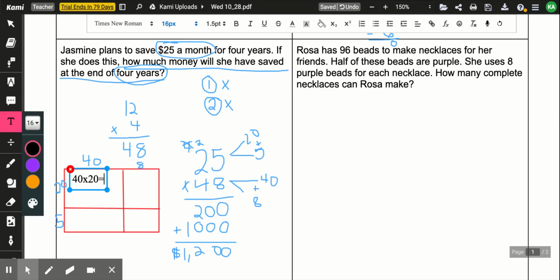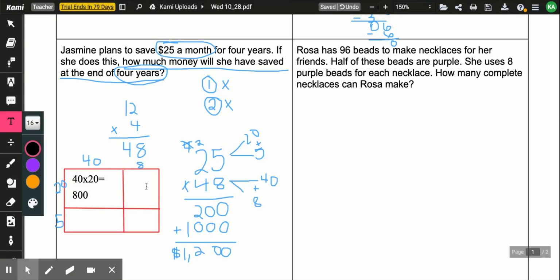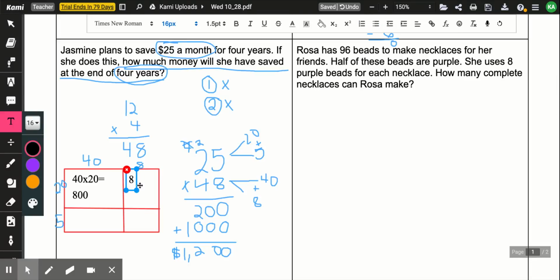I know that those numbers, 40 and 20, have 2 zeros, so I'm just going to drop those zeros automatically. And if those zeros weren't there, I would just have 4 times 2, which is 8. Over here, the column I'm in is 8. The row that I'm in is 20, so I have 8 times 20. I see that 20 has that 0, so I'm just going to drop that 0, and I'd be left with 8 times 2, which is 16.